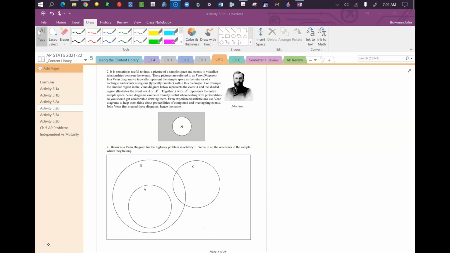So the next thing we're going to do is represent the sample space and all the possible outcomes of the unions and the intersections of these events using a Venn diagram.